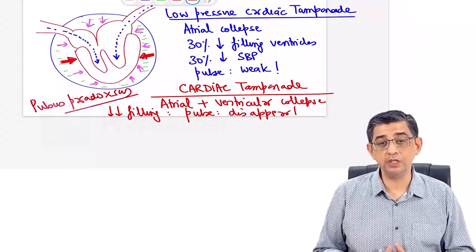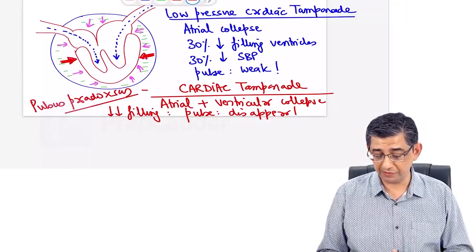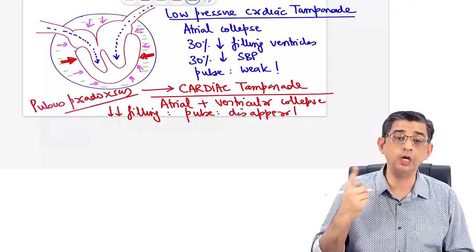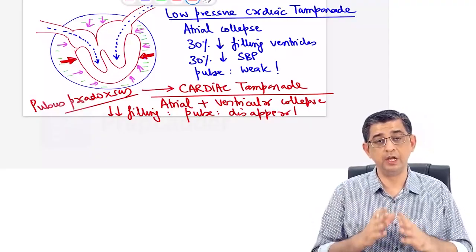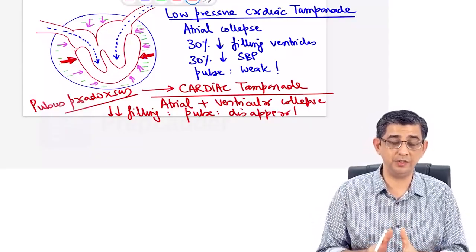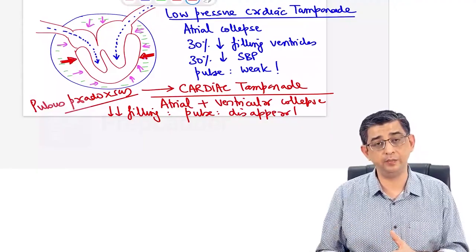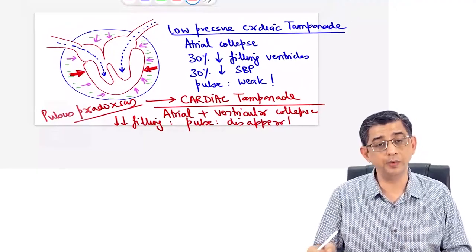So the main message I want to give you here is that pulsus paradoxus is a finding of cardiac tamponade but will not be found in low pressure cardiac tamponade. I repeat the fact once again. Pulsus paradoxus is a diagnostic feature, or one of the important features, of cardiac tamponade, but will not be encountered in low pressure cardiac tamponade.